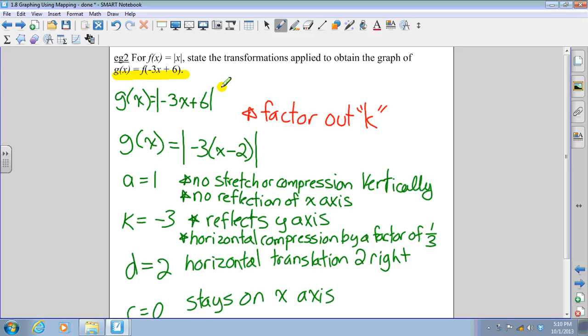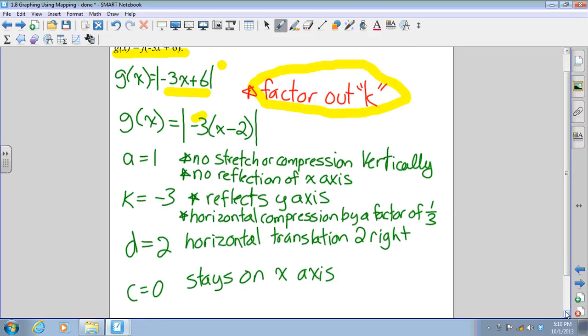And in this case, folks, you've got to be very careful, and please remember to do this. On unit tests, people forget to do this. You're always going to have to check to see if you can factor out k. So looking here, ladies and gentlemen, you notice that there's a -3 that can be taken out of both of these terms. So let's do that. So k is -3, and what's left over is x minus 2. That affects your d value, folks. So please make sure you're aware of that for your unit test.